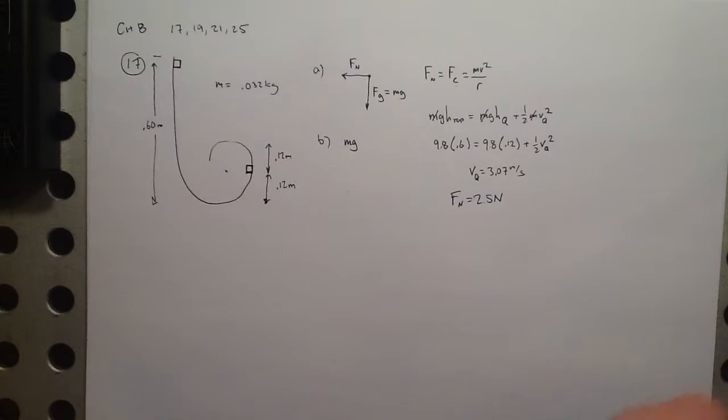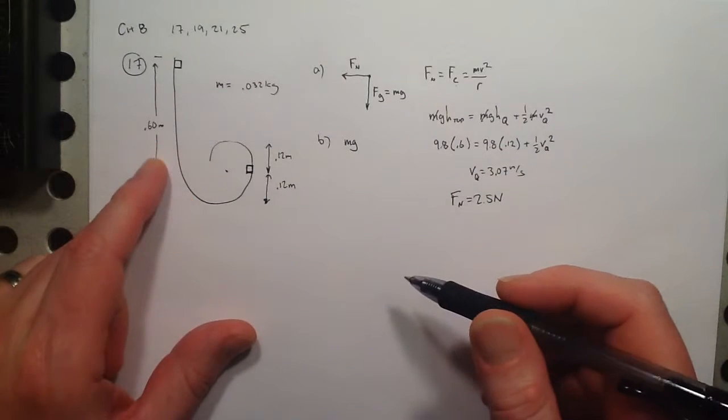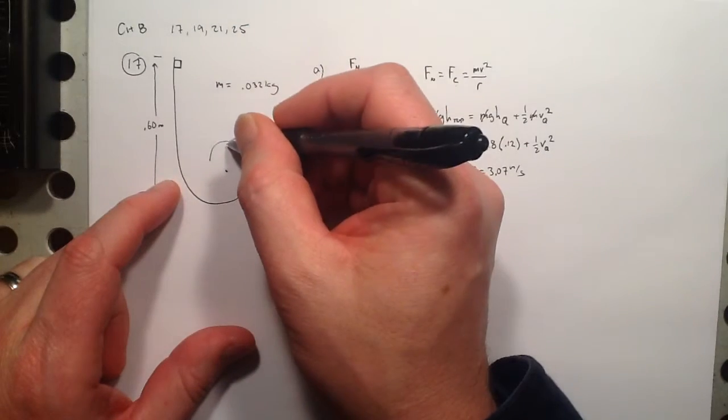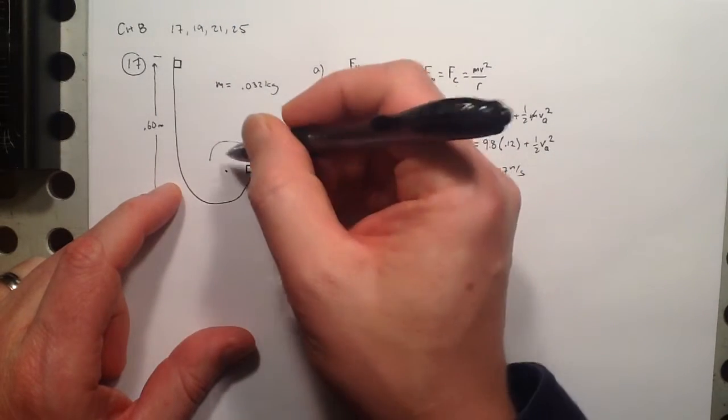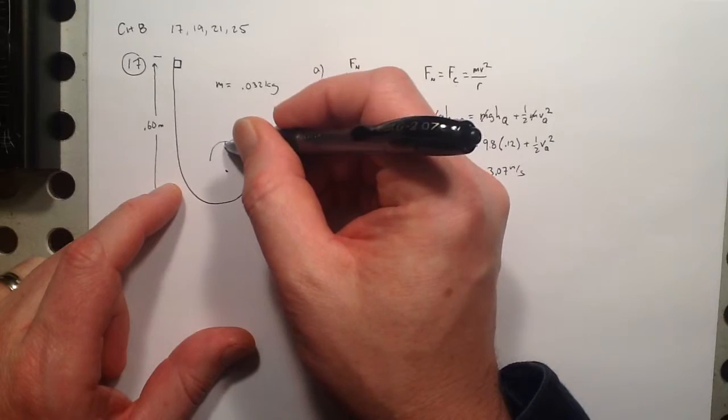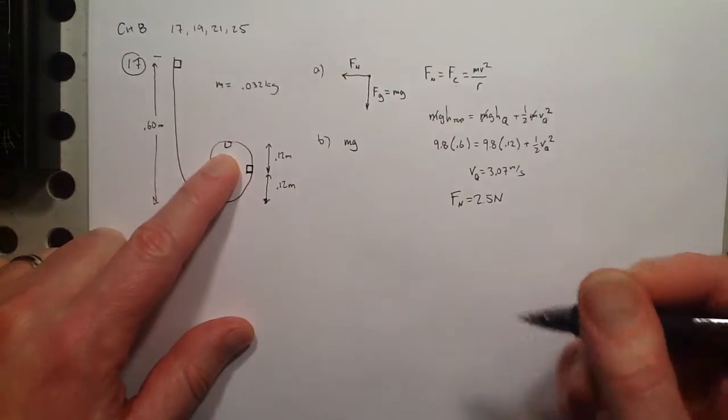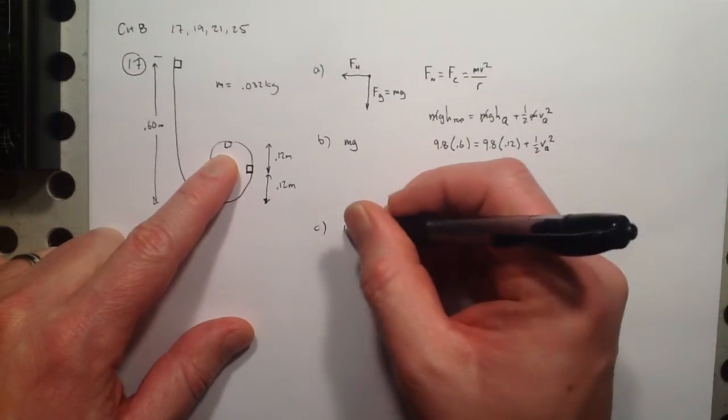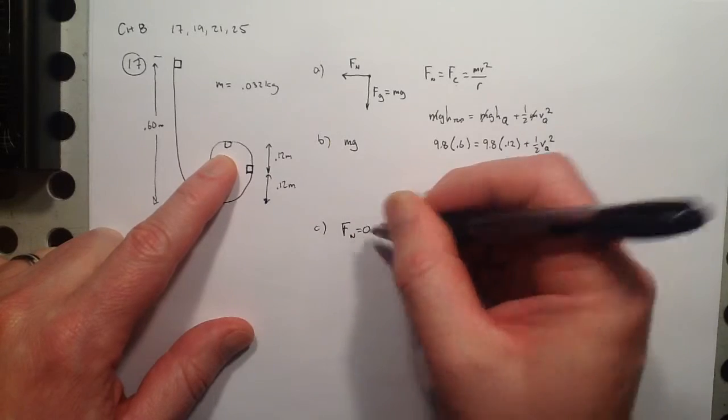Part C would like us to figure out at what height h should the block be released from rest so that it is on the verge of losing contact from the track at the top of the loop. So that's when the normal force is 0 there, and they give us that hint there in the book. So here that would mean that at that point the normal force would be 0.